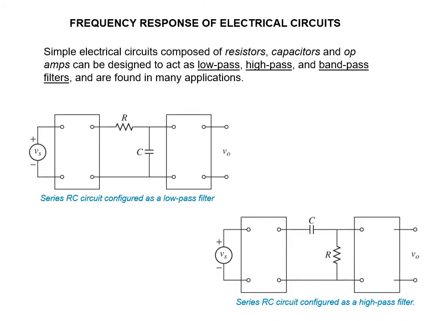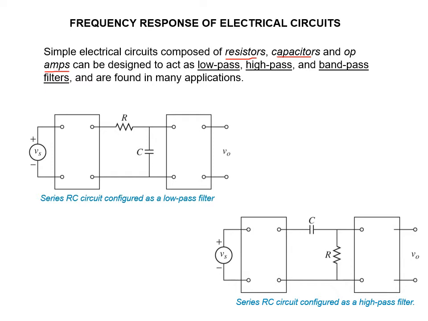Going back to electrical circuits, oftentimes it's easier for us to visualize what's going on within the system if we reference it back and draw out an electrical circuit for that system. Some simple electrical circuits are composed of resistors, capacitors, and op-amps. These can be designed to act as our different types of filter systems, our low pass filter, high pass, and band pass filters, and these can be found in many different applications.